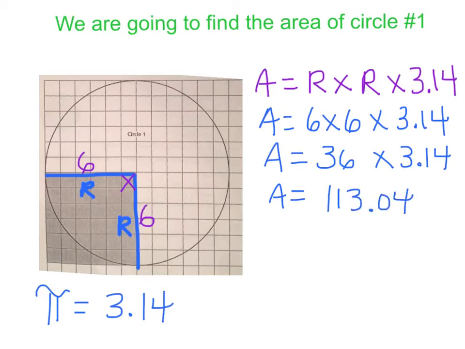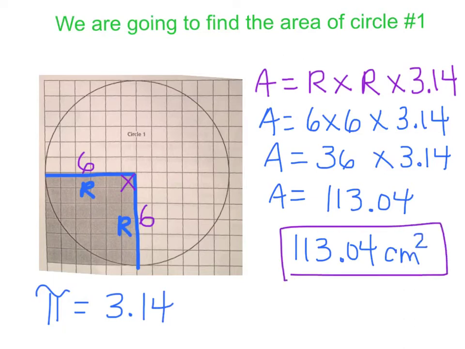113.04. And again, we said this is always going to be measured in square units. So my final answer, if I said these were centimeters again, 113.04 centimeters with the squared exponent. That tells me the shape is full of squares, and I'm doing the inside. If you do not have this little exponent of 2, your answer is not correct.